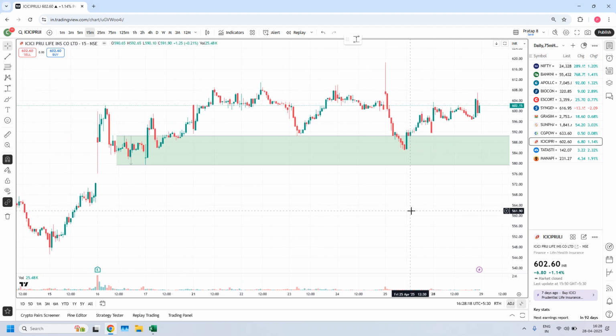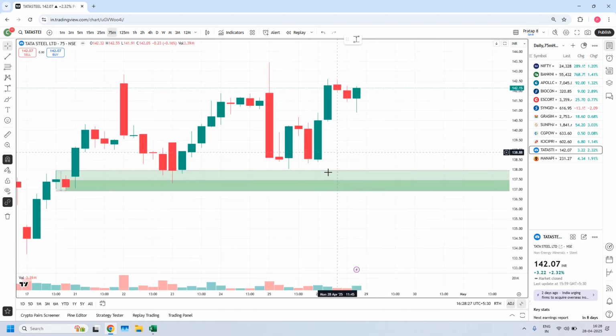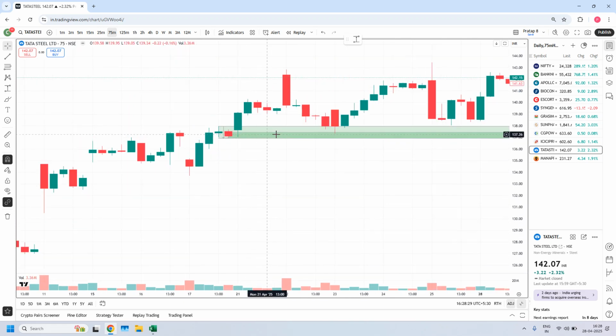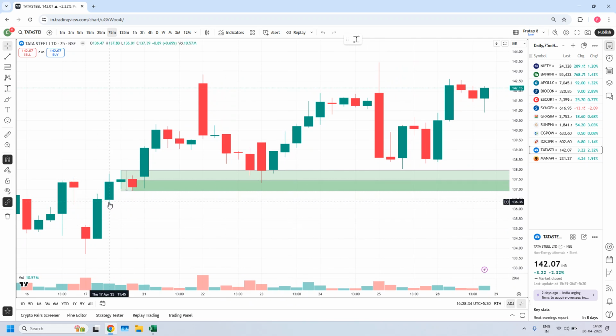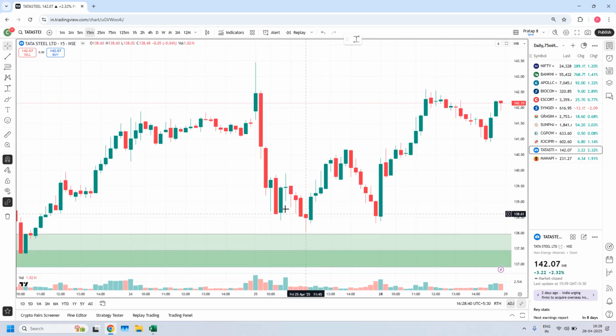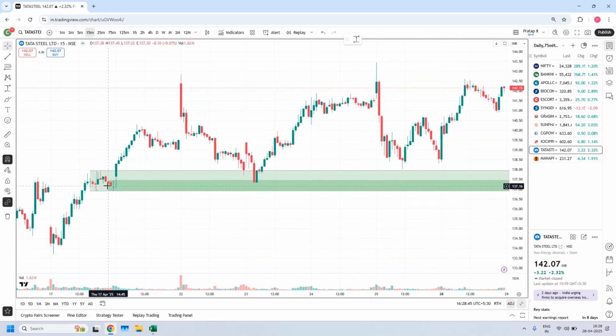Okay. Next one is Tata Steel. This is a 75 minute zone. Tata Steel is not having a fine-tuned 5 minute zone. That we will see. First of all, the 75 minute zone identified: rally, two base candles and rally. So within this area, fine tuned with the 15 minute time frame. In 15 minutes, you have a drop, three base candles and rally. So within that, go to the 5 minute time frame.